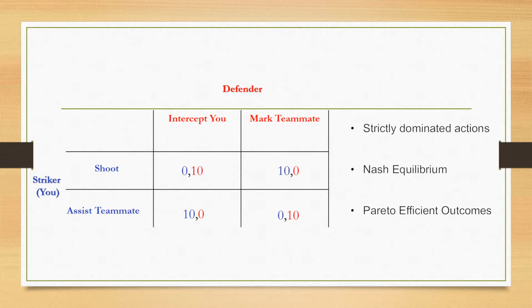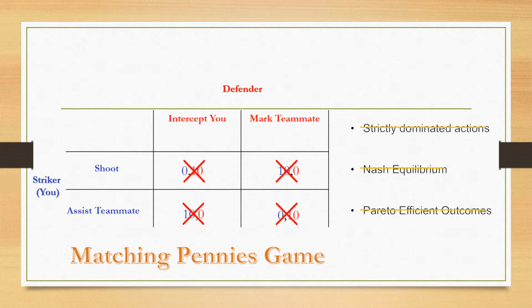In this game, there are no strictly dominated actions for either player. Also, there are no Nash equilibria, as for each outcome, at least one player can increase their payoff by switching their action. Thirdly, there are no Pareto efficient outcomes. This game is an example of the matching pennies game.